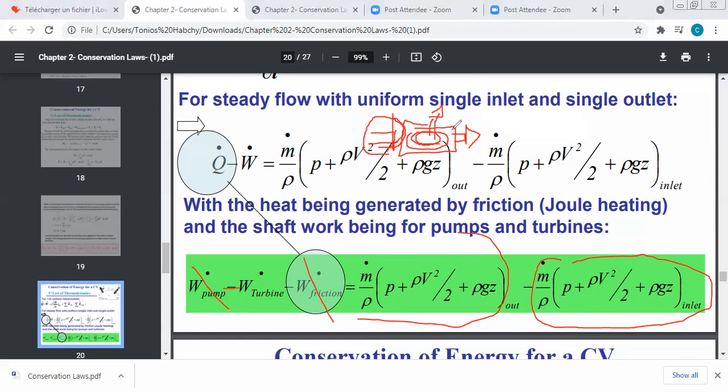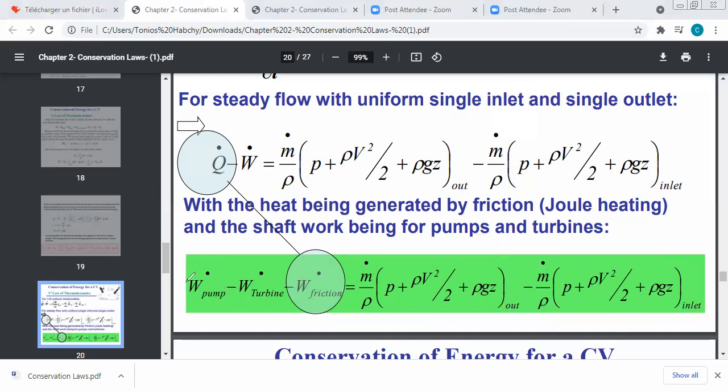Now, if you have in a system a combination of pump, turbine, and friction, then the pump will tend to increase the energy of the outlet flow, while the turbine and the friction forces will tend to reduce the energy of the outlet flow. So in total, I have plus W dot pump minus W dot turbine minus W dot friction equal to the energy rate at the outlet minus the energy rate at the inlet.